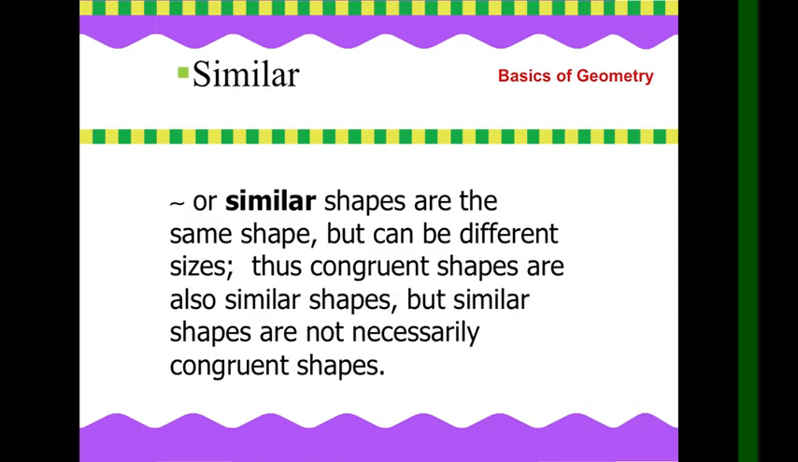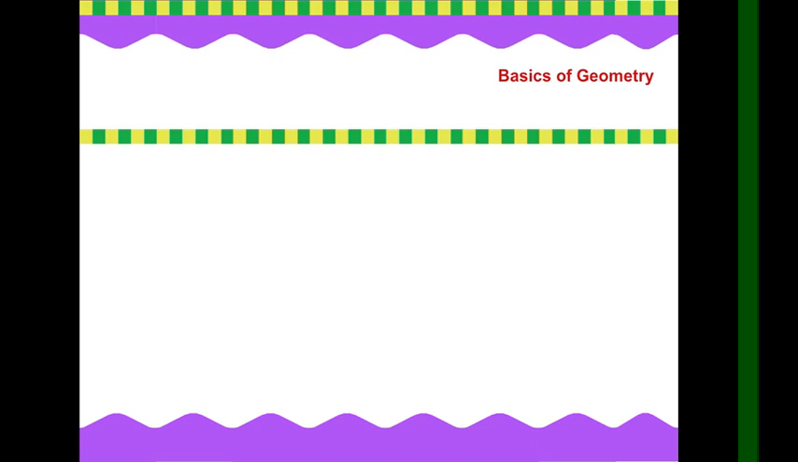Next one is similar. When we say similar, the symbol is just the curve that was on top of the congruent symbol earlier. Similar shapes are the same shape, but can be different sizes. Thus, congruent shapes are also similar shapes, but similar shapes are not necessarily congruent shapes. Why? Some shapes are similar but do not have the same size. There may be two triangles where one is smaller than the other, but they are similar. So those two are different. But congruent shapes are always similar shapes. Next is equal.